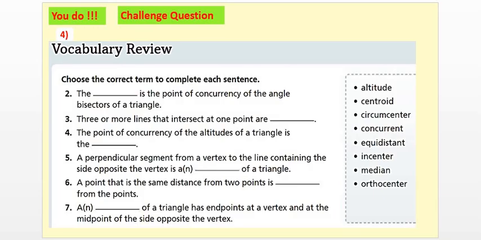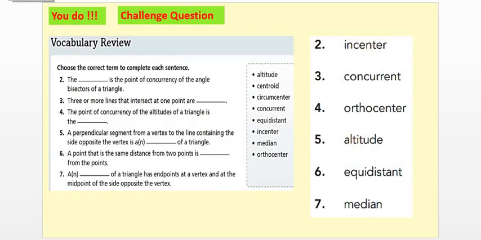Here we have this vocabulary review. You are given the options here. You have to check which option will go in which blank. So better pause the video, complete the blanks, and then play the video to check your answers. This was actually the vocabulary review of the whole topic 5. So I have written all the answers here. Check your answers, match your answers.